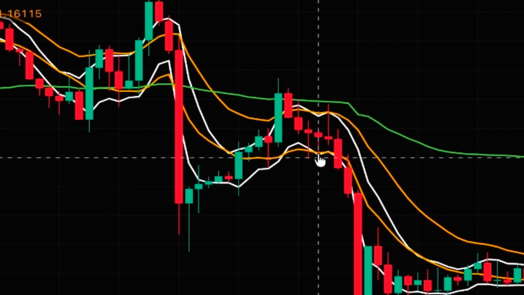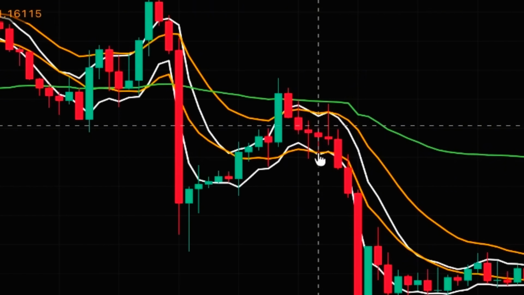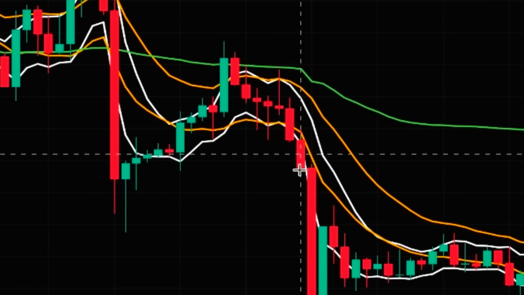In cases like this where the crossing is not clear cut and you're a little bit unsure, always wait for a clear signal. Never rush your trading decision. So in this case, if you are unsure about the crossing of this white line below the orange line, just wait for a clear cut crossing like what happened here.